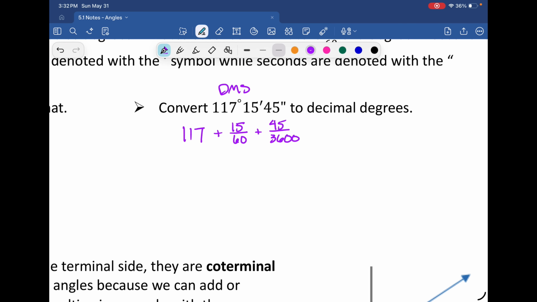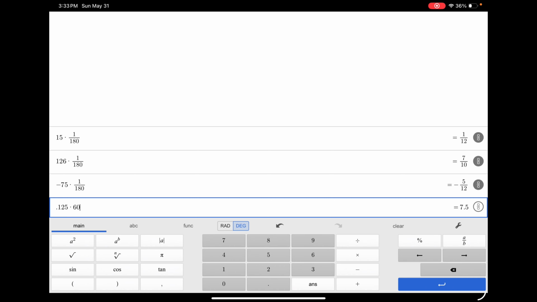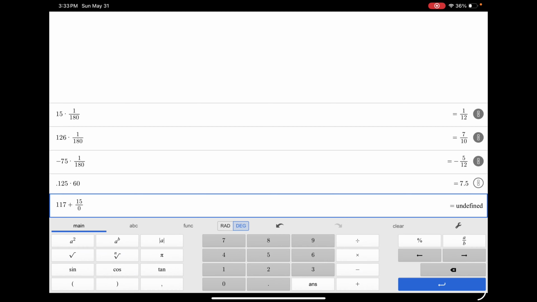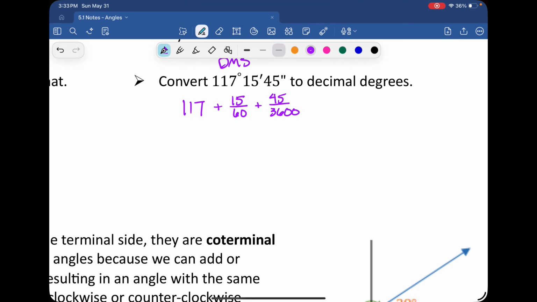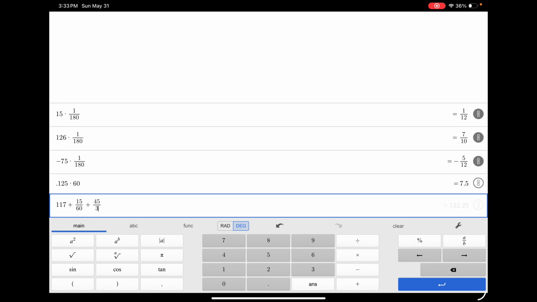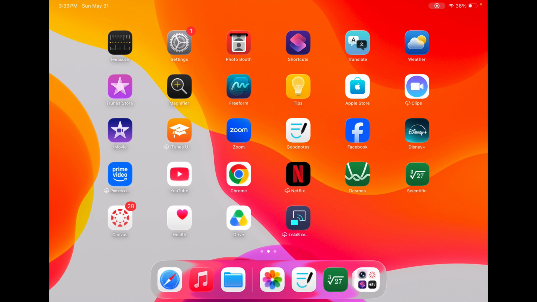All right, now I'm 100% not going to make you do this by hand. We're going to do this in the calculator. So 117 plus 15 over 60 plus, I already forgot what it was, 45 over 3,600. All right, we can see it over here on the side, 117.2625.